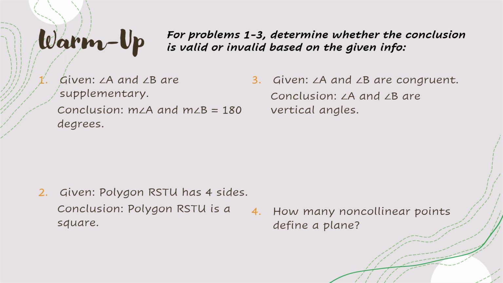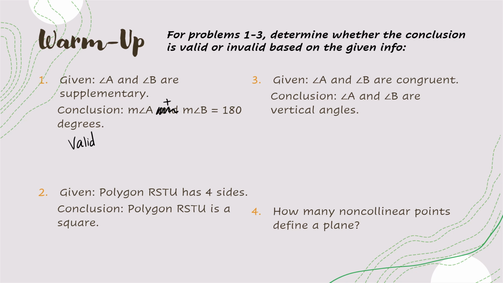So number 1, given information is angle A and angle B are supplementary, and the conclusion is the measure of angle A. I think this is supposed to say, I hope your notes say this, the measure of angle A plus angle B equals 180 degrees. If we make that correction, we would say that this is a valid conclusion. This is based on our definition of supplementary.